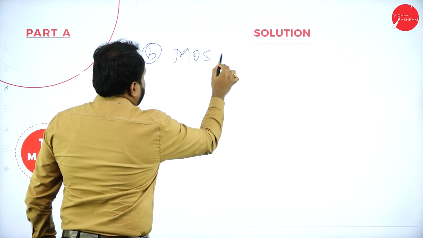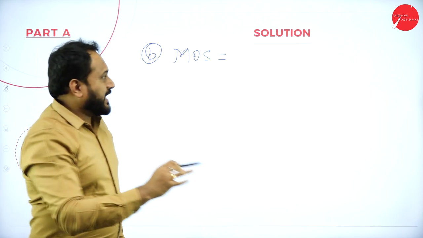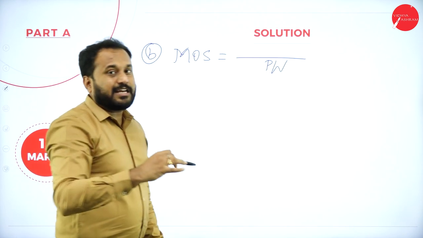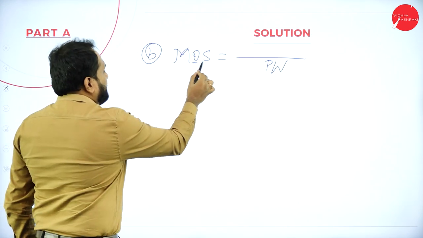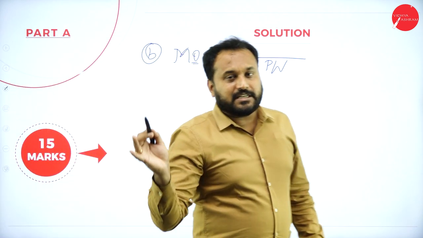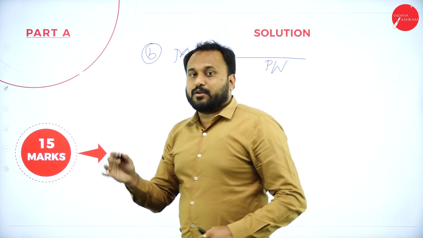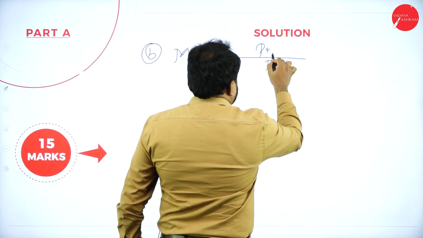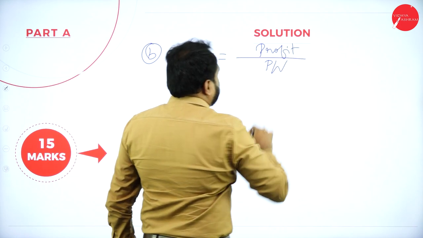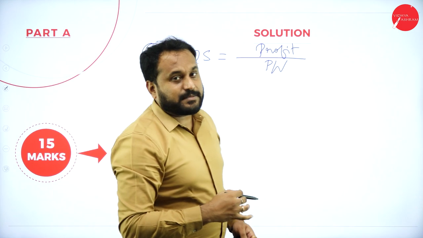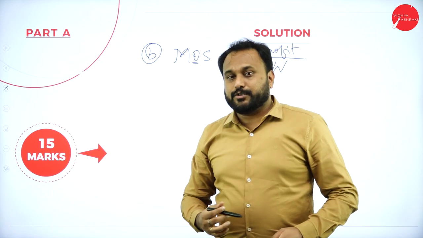Margin of safety is equal to, now again here also, PV is the denominator. What will come in the numerator is the middle alphabet O. After O in the English alphabet we have P, P in the sense profit. So here it is profit by PV. But here we have not got what exactly the profit is. So what should we do here?